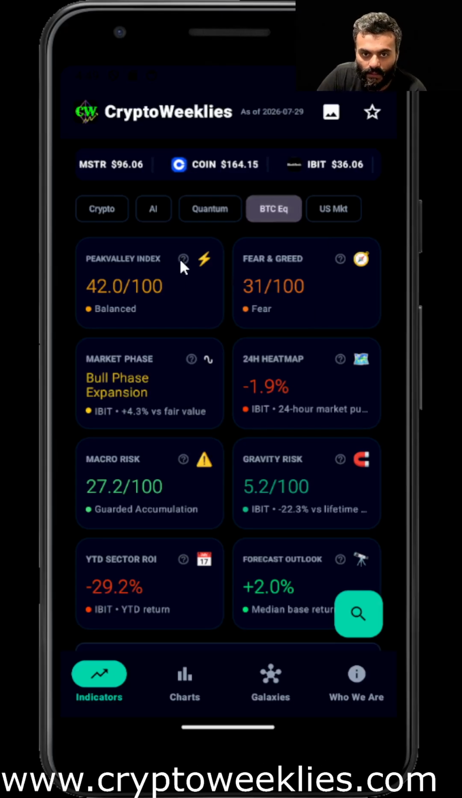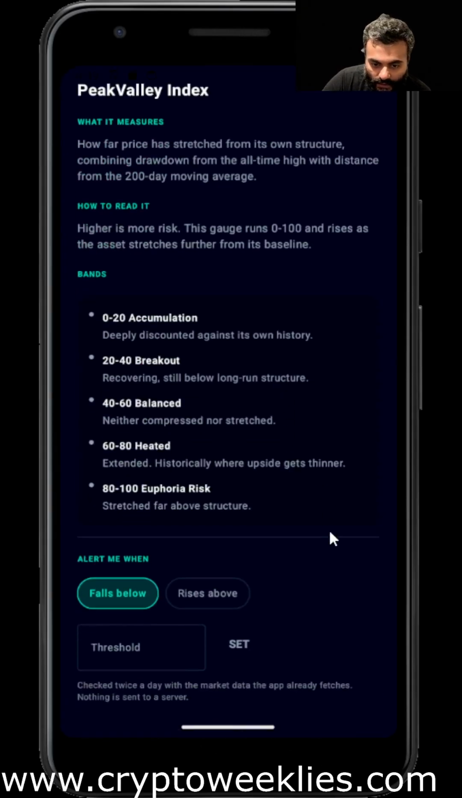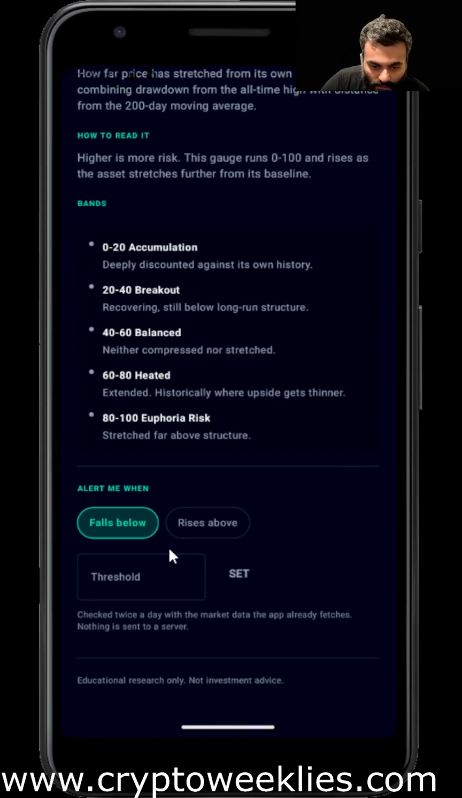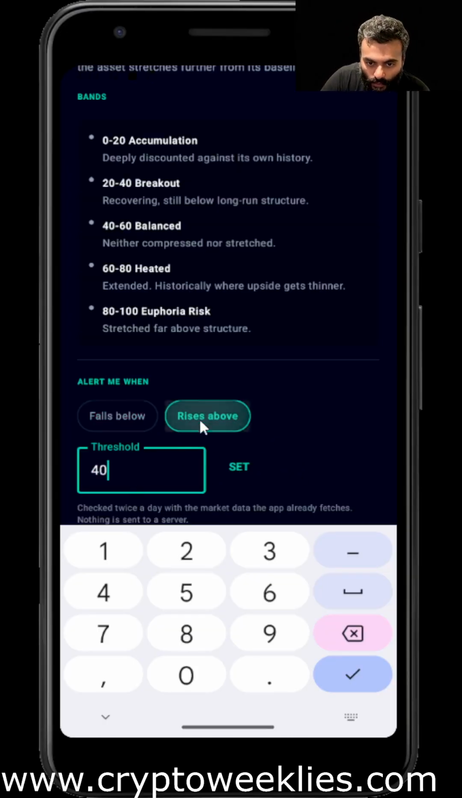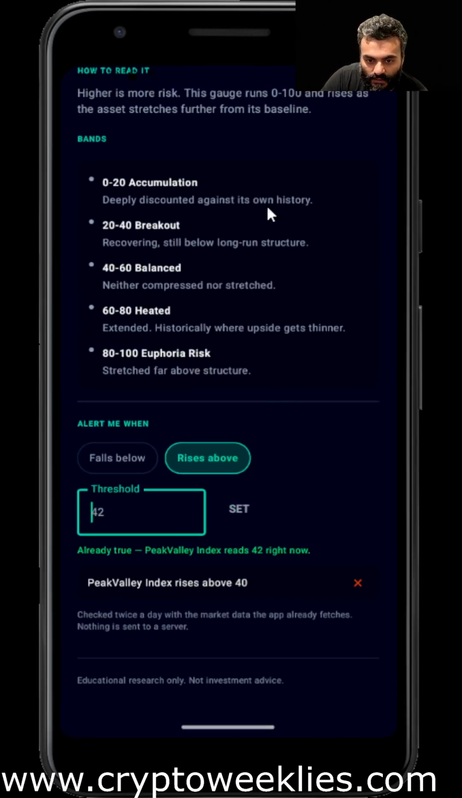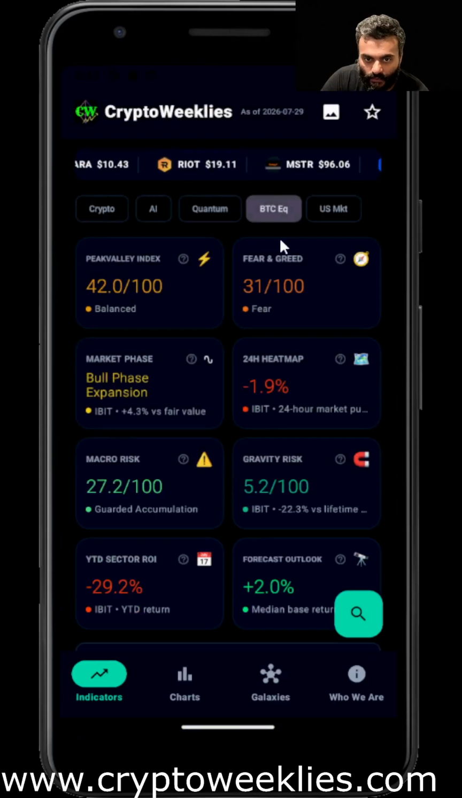You can also set up alerts, and there are some default alerts that are configured when the app is installed itself. So, for example, if somebody wants to know when the accumulation zone is quote unquote over, you can set it and then you will get an alert when this peak value index rises above 40. So all these features are available.